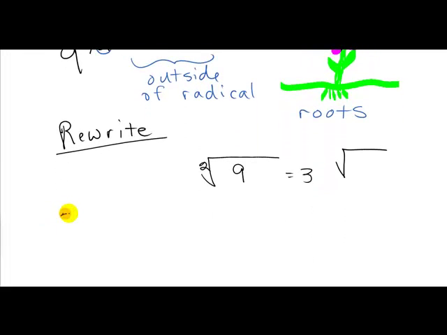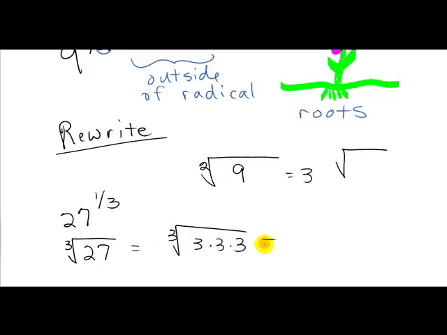So if we have 27 to the 1/3, we will rewrite that as the cube root of 27. And then we want to remember that 27 is 3 times 3 times 3, and when I go to simplify that, my answer is going to be 3.